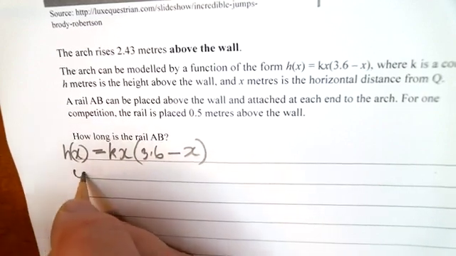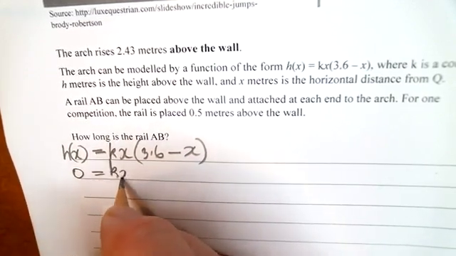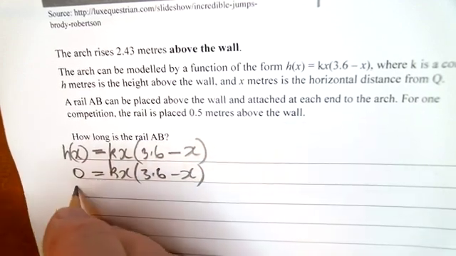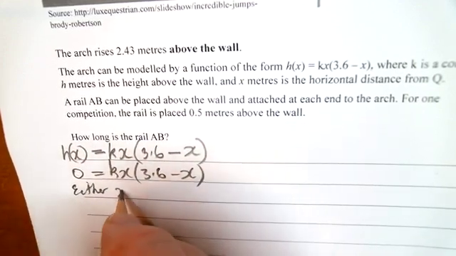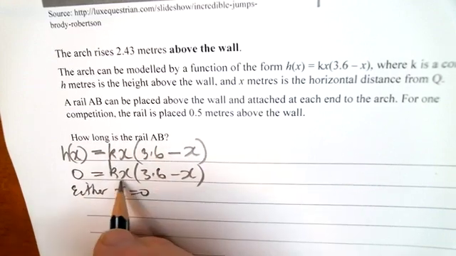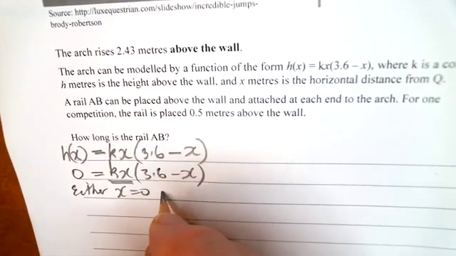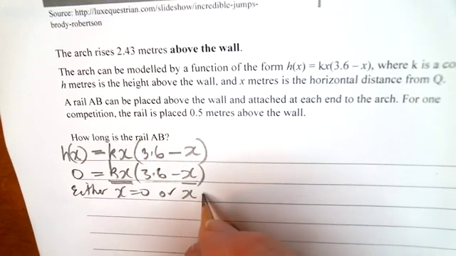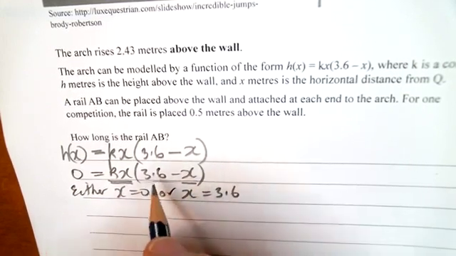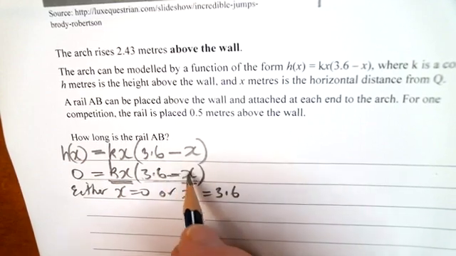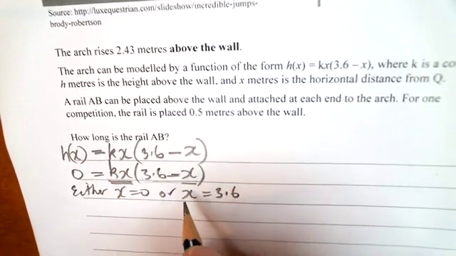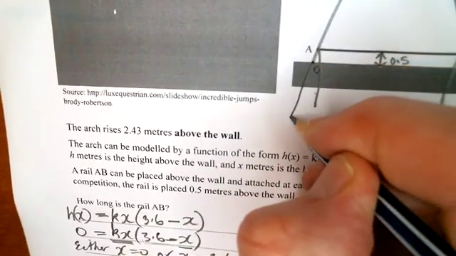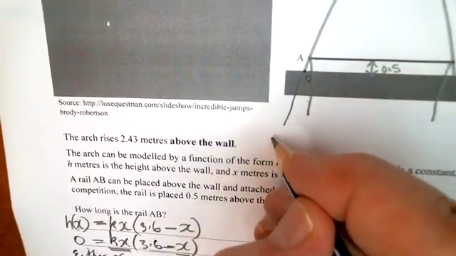Because we know if this was 0, and we've got kx times (3.6 minus x) equals 0, then either x would have to be 0, because otherwise, if this was 0, the whole thing would be 0. Or if this whole thing here was 0, then x would have to be 3.6, because 3.6 minus 3.6 is 0, and the whole thing's going to be 0. So the x value of this point here is 0.